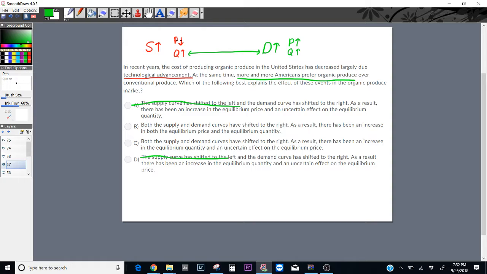Looking at the price though, we see our supply impact is causing the price to go down while our demand impact is causing the price to go up. So with that, we don't know exactly what's going to happen to our equilibrium price, because we don't know which one is going to have the larger impact. Is the technological advancement going to outweigh the increase in demand from more Americans wanting to buy organic over conventional produce? Since we don't have enough information, it's going to be indeterminate. So we will say that we're uncertain of the effects on equilibrium price.